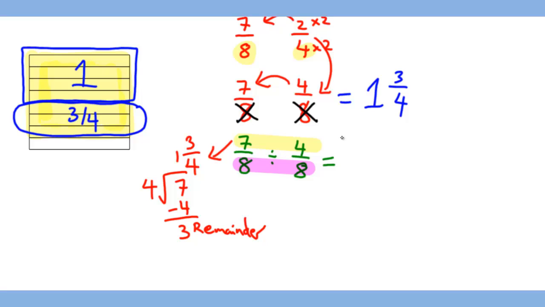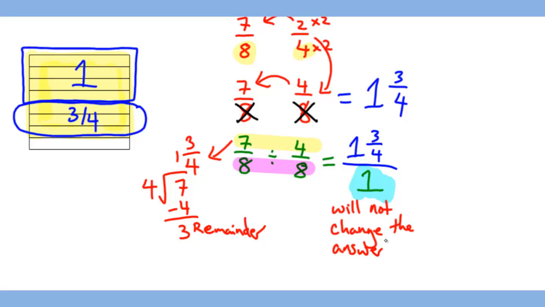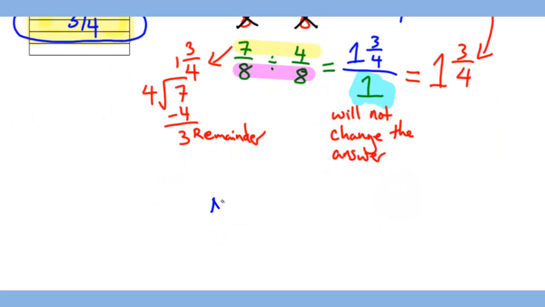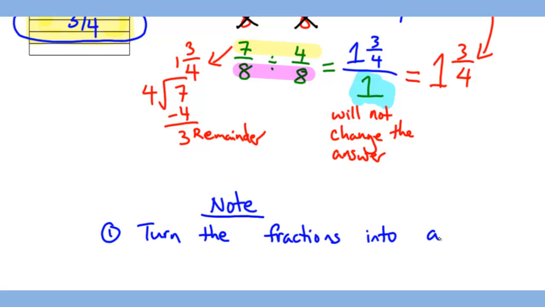So 7 divided by 4 in the numerator gives us 1 whole and 3/4. And 8 divided by 8 gives us 1 whole. And as you should remember, whenever you're dividing any number by 1 whole, you will get itself back because dividing by 1 will not change the answer. That means our answer is just basically 1 whole and 3/4, which is what we got earlier as well. So the most important thing in this slide is to turn the fractions into a common denominator before you do a picture.